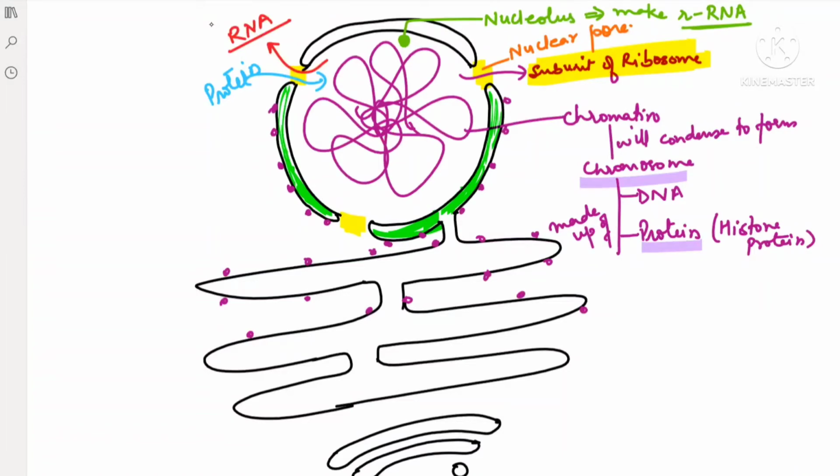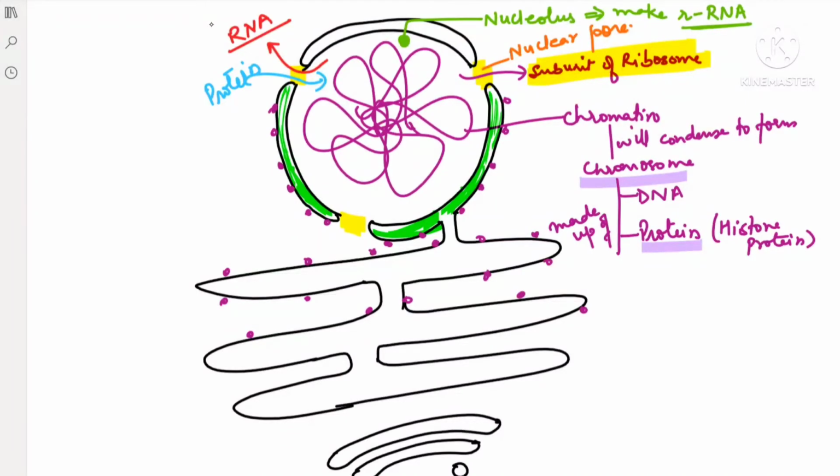Now, this was a PMT question asked two times: who gives rise to rough ER? What will be your answer? Outer nuclear membrane or inner nuclear membrane? Outer nuclear membrane. Now, suppose I ask you who gives rise to the nuclear membrane in telophase, rough ER or smooth ER?